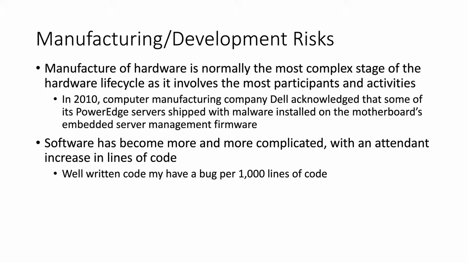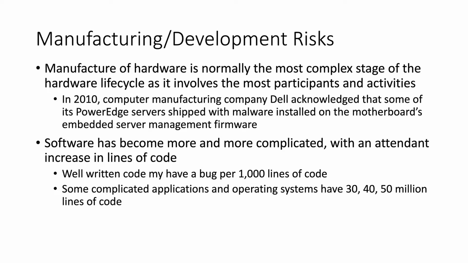Why are you getting updates? Well, the reason is because there are bugs in the code. And some of these may be security bugs. And quite often they are. Now, if we extend that, some complicated applications and operating systems have 30 or 40 or 50 million lines of code. So you can do the math and see there could be a lot of bugs even in well-written code. And we already know there are.